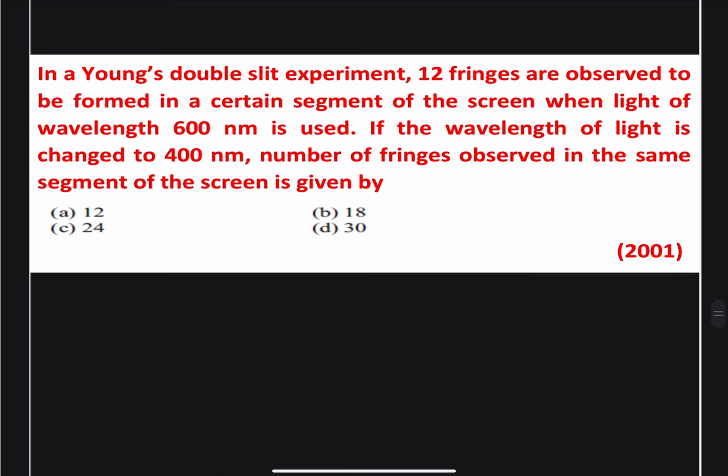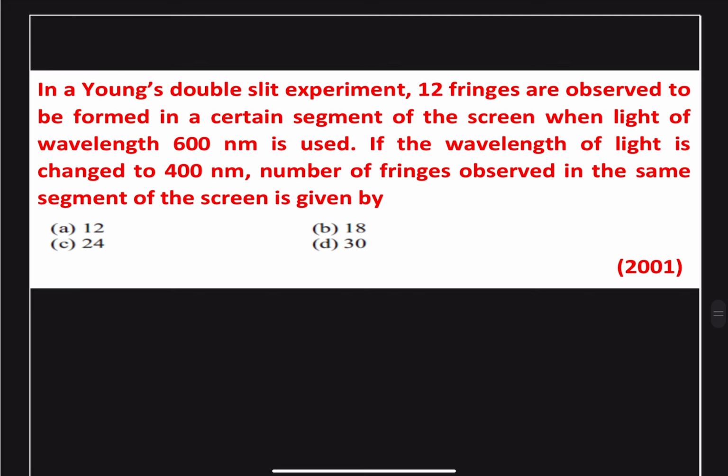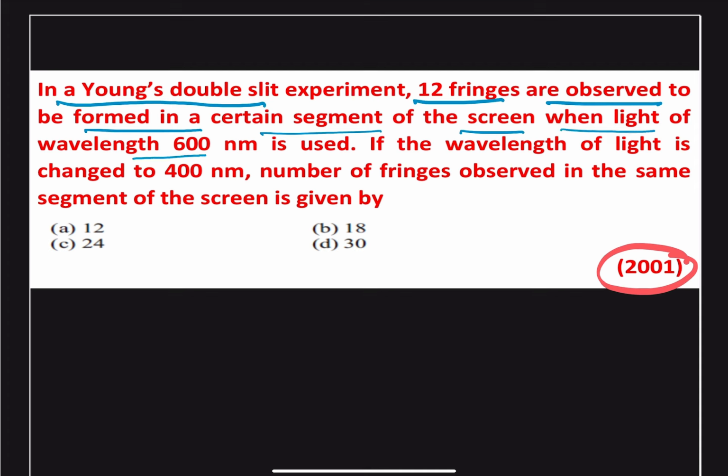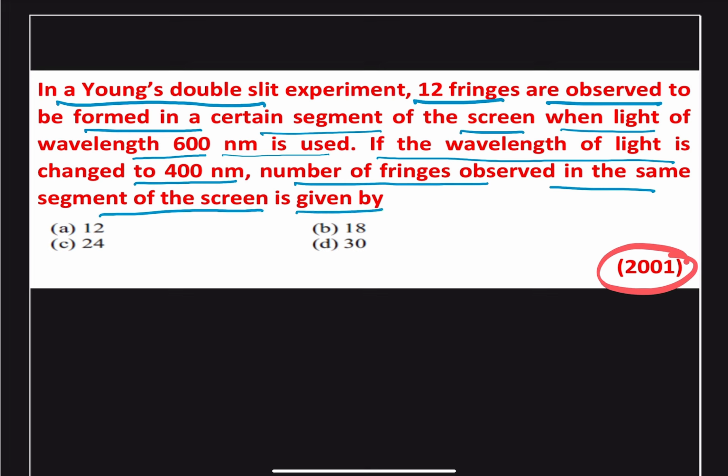Next question. It says that in a Young's double slit experiment, 12 fringes are observed to be formed in a certain segment of the screen when light of wavelength 600 nanometer is used. If the wavelength of light is changed to 400 nanometer, the number of fringes observed in the same segment of the screen is given by? So here we have to find out how the number of fringes is going to change if we change the wavelength.